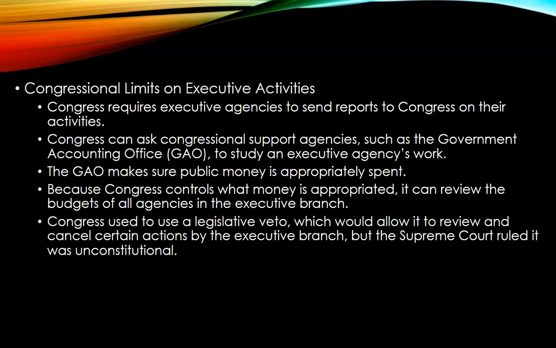Congress used to use a legislative veto, which would allow it to review and cancel certain actions by the executive branch. But the Supreme Court ruled that the concept of the legislative veto was unconstitutional. Congress did not have the power to cancel actions by the president.